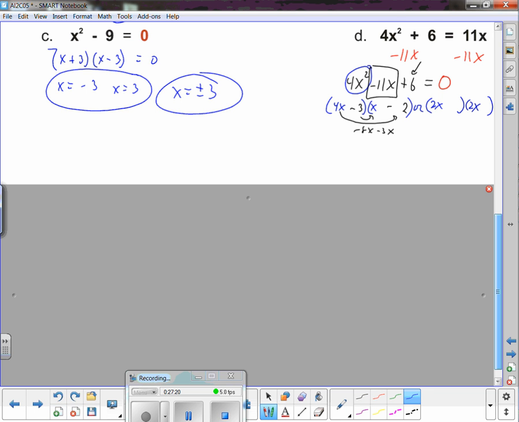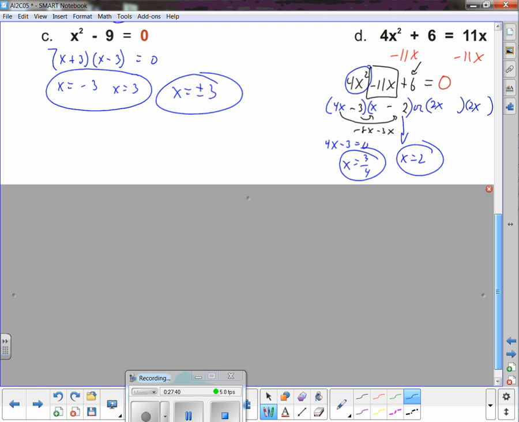Okay, now we're ready to finish it off. 4x minus 3 equals 0. So you would add a positive 3 to both sides and divide by 4, right? X equals 3/4. And the second one is easy, x equals 2.